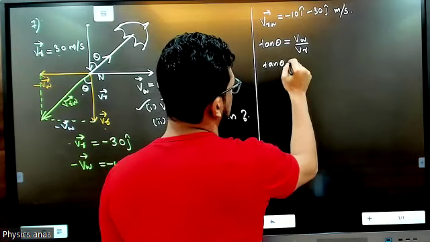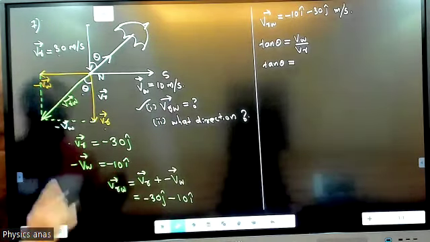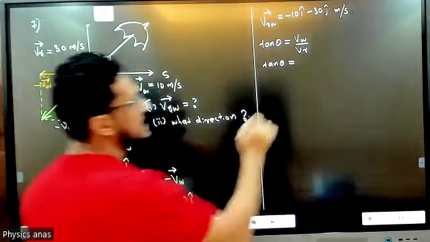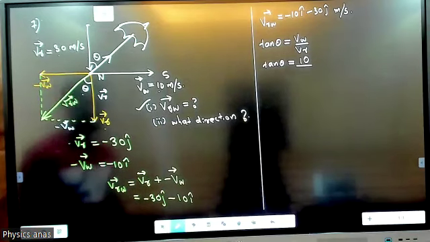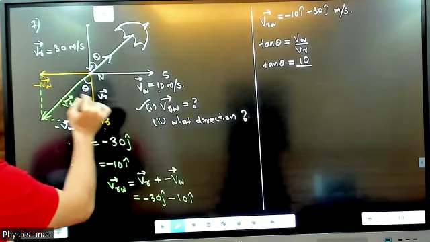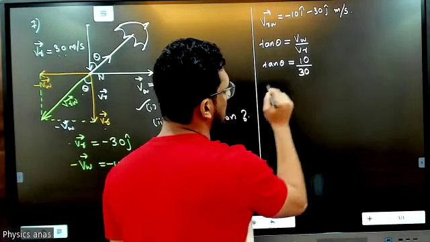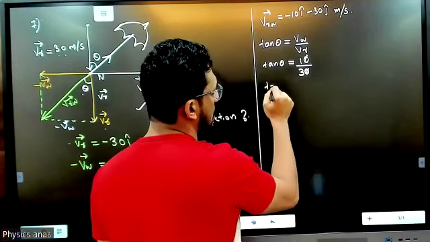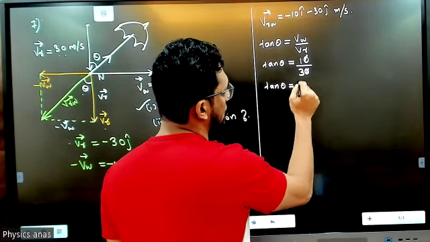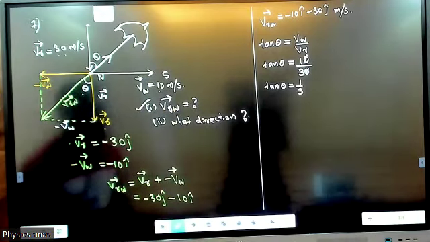Now what is tan theta? Tan theta is VW divided by VR. What is VW? VW is 10. What is VR? VR is 30 meters per second. So 10 divided by 30. That is tan theta, or tan theta is equal to 1 by 3.